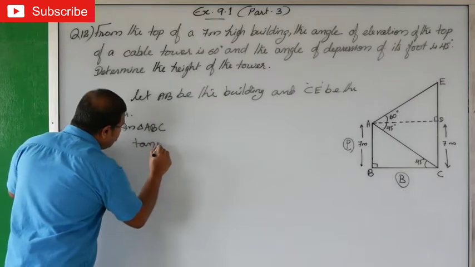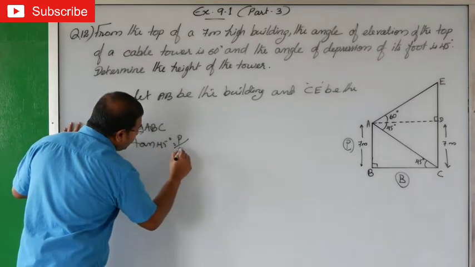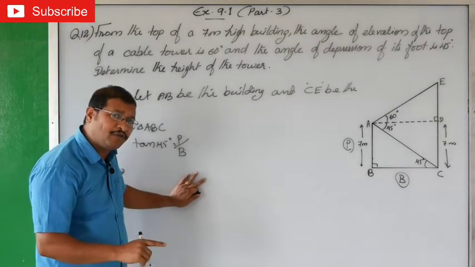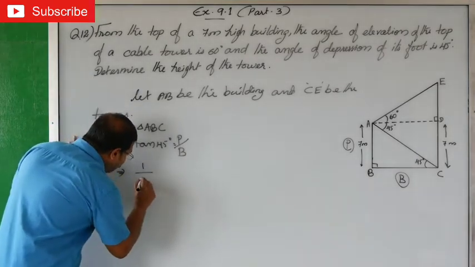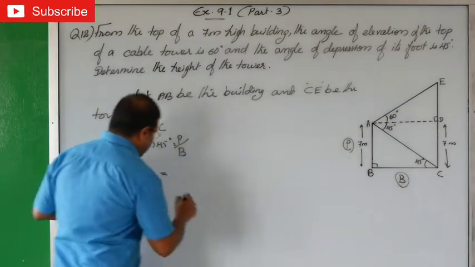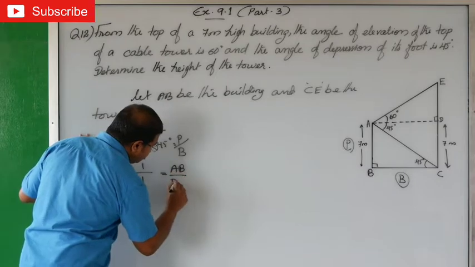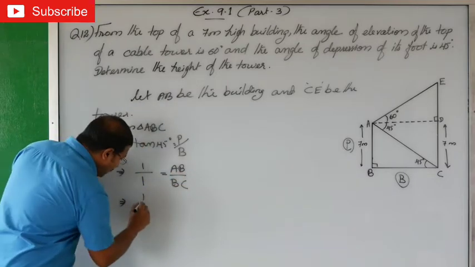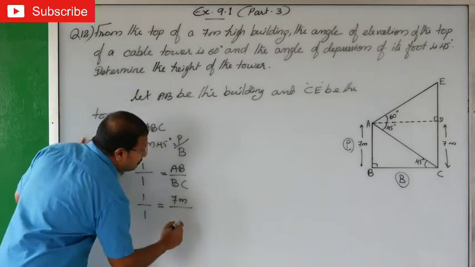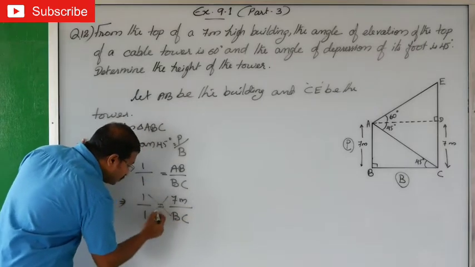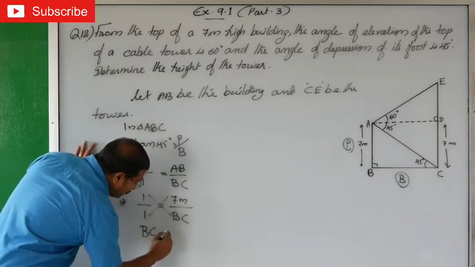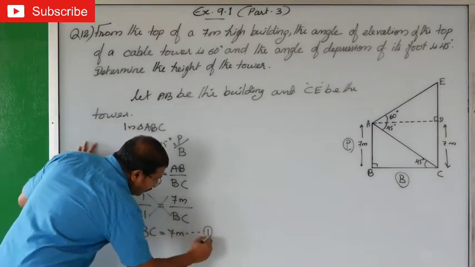tan, what is the angle here? 45 degree. Tan 45 equals perpendicular by base. From the table, what is the value of tan 45? Yes, 1. That means we can write 1 by 1 equals perpendicular AB by base BC, implies 1 by 1 equals, what is the value of AB? 7 meter divided by BC. We don't know the value of BC, just keep. Now let's cross multiply. So BC into 1, BC equals 7 meter, that is equation number 1.